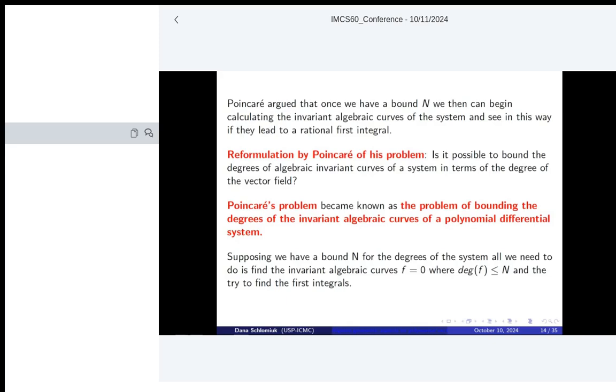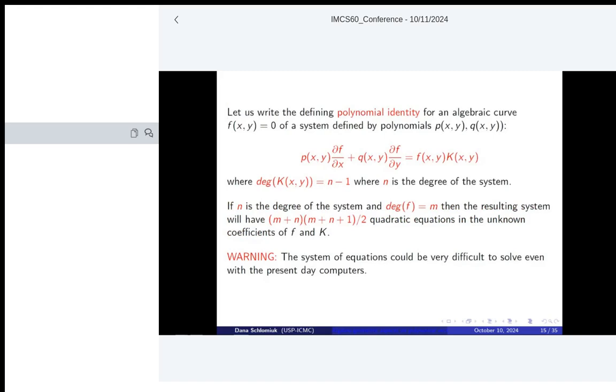Now, supposing we have a bound, then all we need to do is to compute the algebraic invariant curves. So, next, please. Next page. Then to find them, we just write the polynomial identity, saying that this is an invariant curve. And we reduce this by identifying the coefficients on the left side to the right side. And we find a system of equations which we solve. But this system is algebraic. If we look at the right, we have to multiply the coefficients of f, which are unknown, by the coefficients of k, which are unknown. So we will have a quadratic algebraic system of equations. And so we have a warning: the system could be difficult to solve even with present day computers. Next page, please.